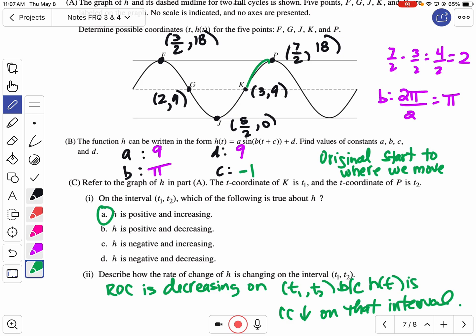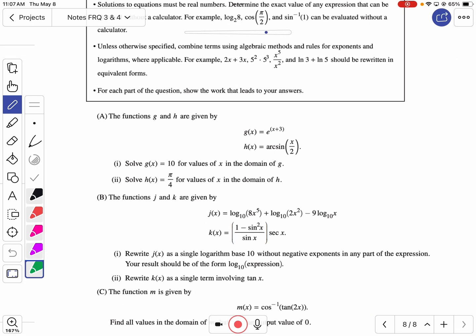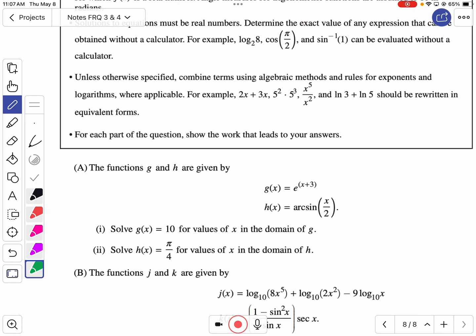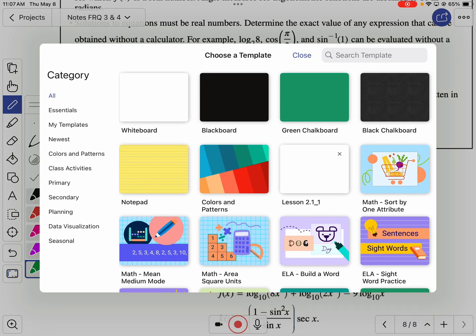All right, last one. All right, our symbolic manipulation. All right, so G and H are given. All right, the first one, we want to solve g of x equal to 10. All right, and then the second one, h equal to pi over 4. I'm going to run out of space, so I'm going to add a page and do it on the next page, okay?